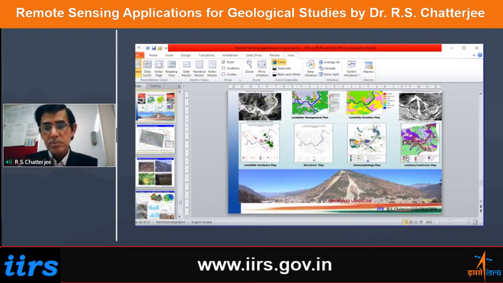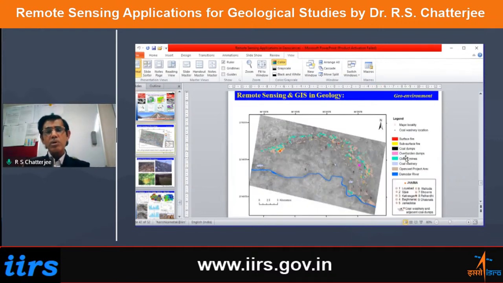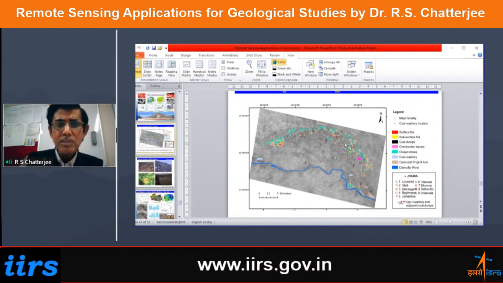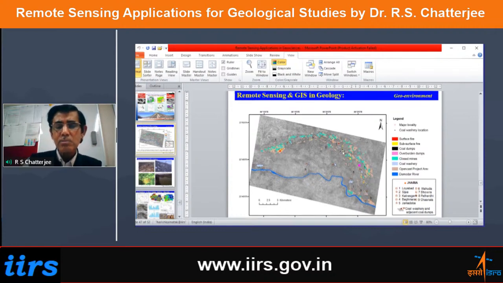Now for geo-environmental studies, like in the case of mining, dams and reservoirs, and tunnelling, this kind of geo-environmental study is very, very important. So this is one such study, the geo-environmental study of a mining area. This is the Dhanbad area of the Jharia coalfield.